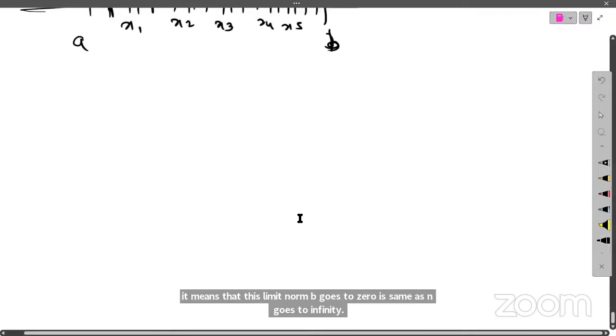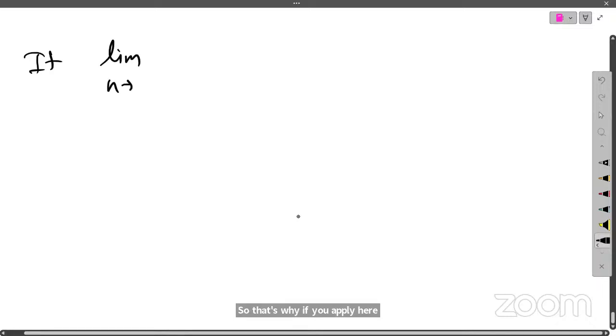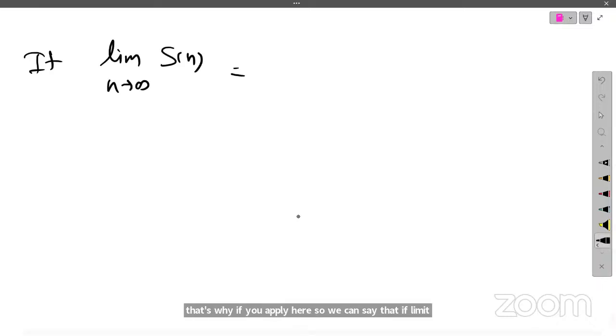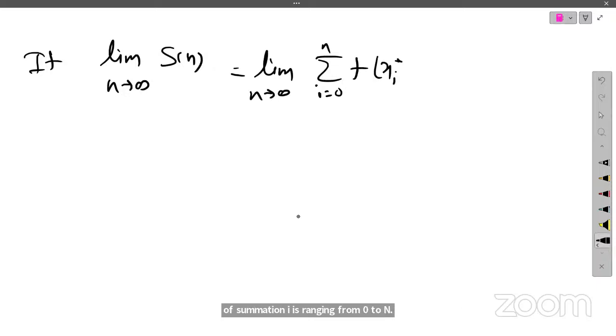So if we apply it here, we take the limit as n goes to infinity of Sn, that is, the limit as n goes to infinity of the summation, i ranging from 1 to n, of the area of all rectangles, f of xi star delta xi. If this limit exists, we can say that our function f is integrable.